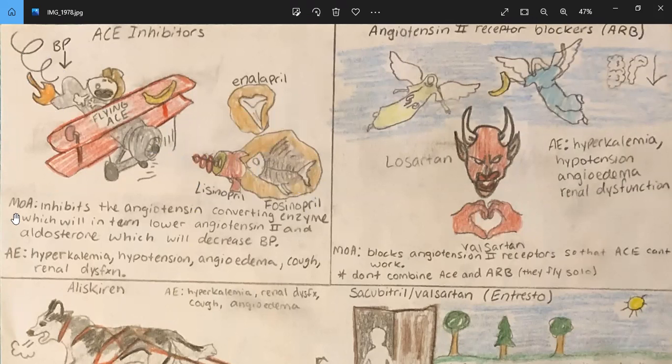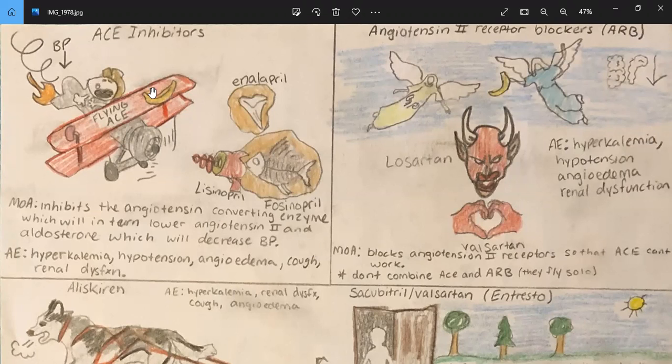So the mechanism of action is to inhibit the angiotensin converting enzyme, that's what ACE stands for, which will then in turn lower angiotensin 2, which would then lower aldosterone, which would then decrease blood pressure.